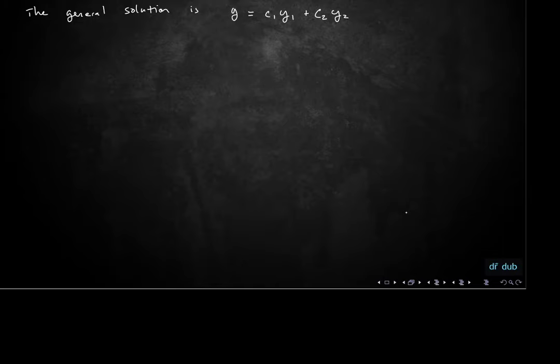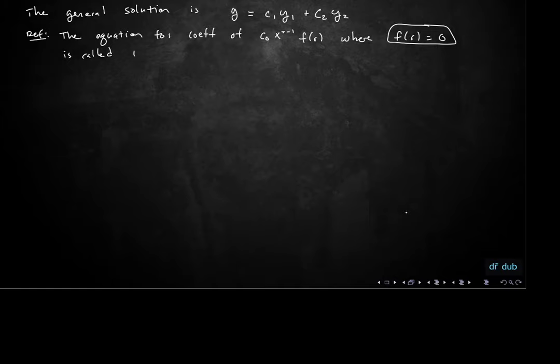That equation where we got r is called the indicial equation. And the roots themselves are called the indicial roots of the singularity. So, definition: the equation for the coefficient of c0 x to the r minus 1 times f of r, where f of r equals 0, is called the indicial equation. The roots are called the indicial roots.